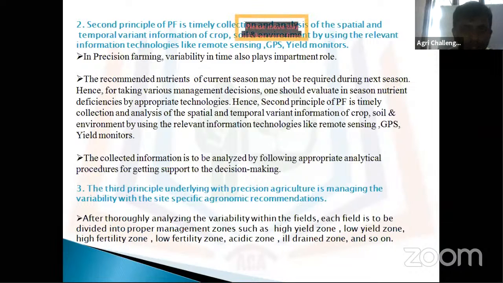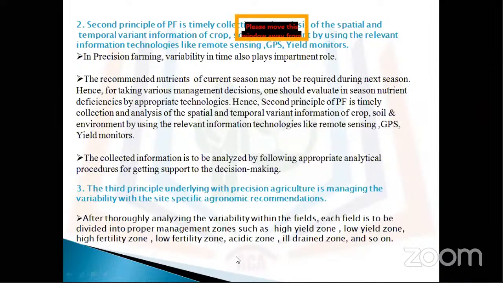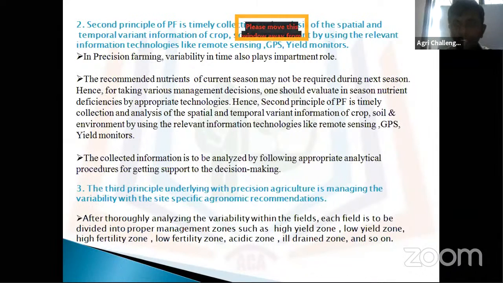What is the NDVI? Yes, what is the NDVI? ID number 2. Please, see whether it is there or not. Otherwise, pass on to the next. Yes, sir. Then what is the NDVI? NDVI. Narendra Modi, not Narendra Modi. Okay.